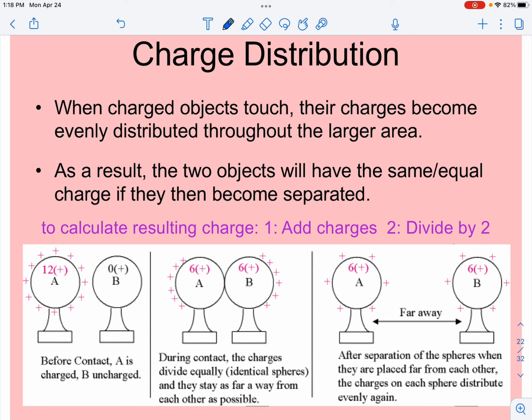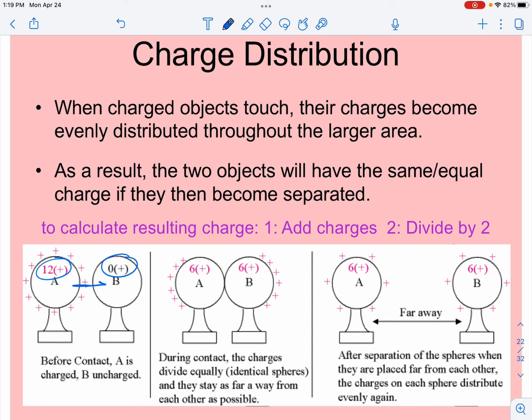This concept of charge distribution is really simple. I have 2 objects. I'm going to find out what are their electrical charges. I'm going to take those values, I'm going to add them up. Then I'm going to divide it by 2. That is going to tell me the electric charge of the 2 objects after they have then been removed. So let's look a little bit closer at the picture. I have a 12 and a 0.